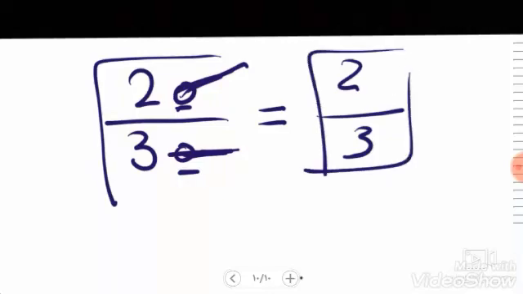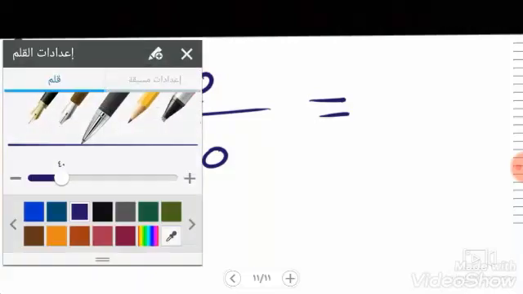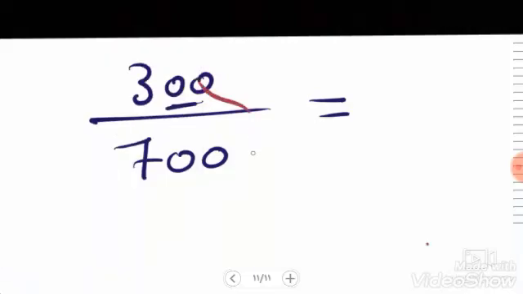Let's try the same one here. If I say 300 divided by 700, how many zeros up and down? I have zeros up and down in here. I can delete them together, 0 by 0 and 0 by 0, and the answer will be 3/7.